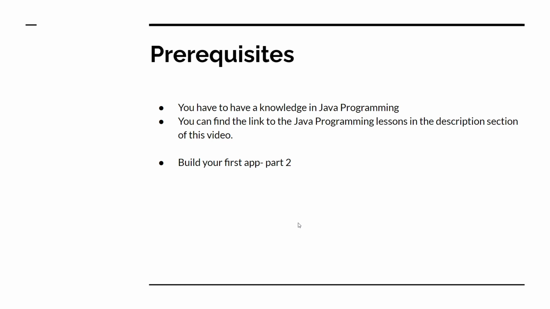You have to have some knowledge in Java programming, right? And also you have to make sure to look at build your first app part 2, which is the app we developed just before this lecture. You can find the link for that in the description section of this video. So make sure to have a look at that lesson before this lesson, building your first app part 2.